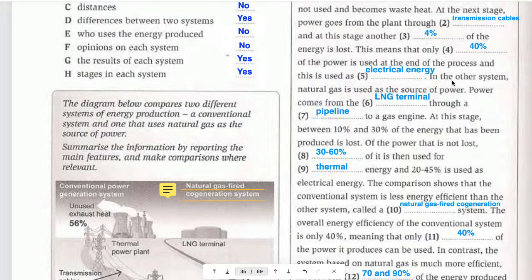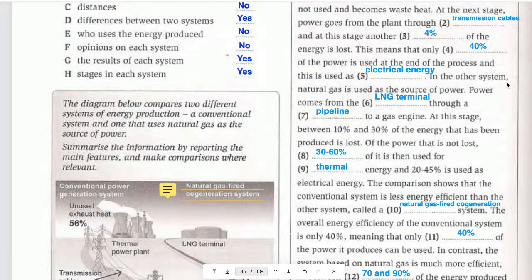Next. In the other system, natural gas is used as the source of power. Power comes from the LNG terminal through a pipeline to a gas engine. Okay. In the other system, that means the system on the right side here, natural gas is used as the source of power. Power comes from the LNG terminal through a pipeline to a gas engine.